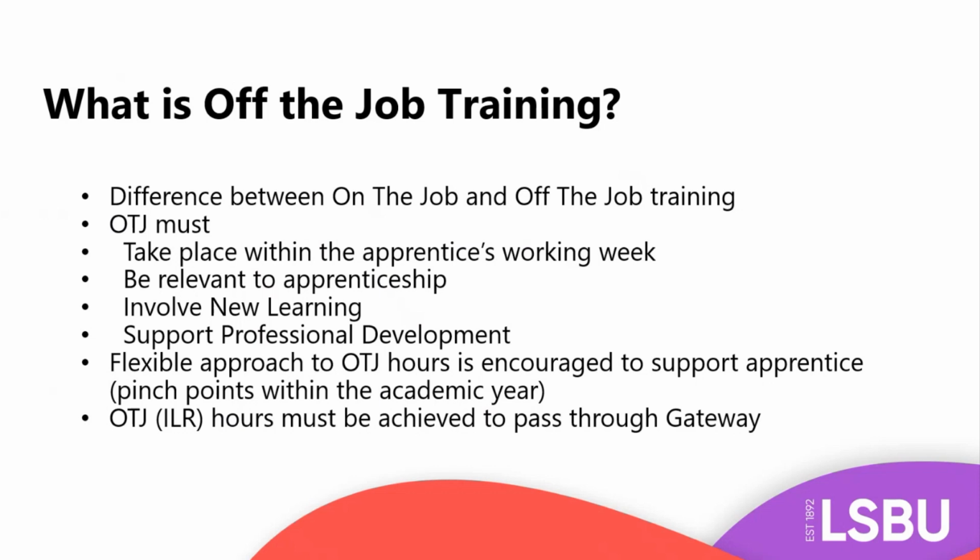It must be directly relevant to the apprenticeship, and perhaps the best, easiest way to ensure that is that it matches up to at least one of the knowledge, skills, or behaviours of that apprenticeship. Crucially, off-the-job training must involve new learning, and it must support professional development.